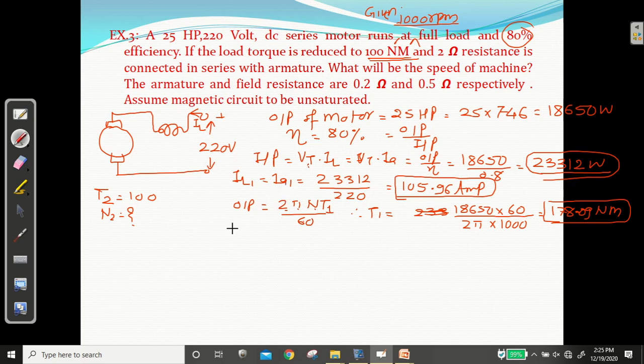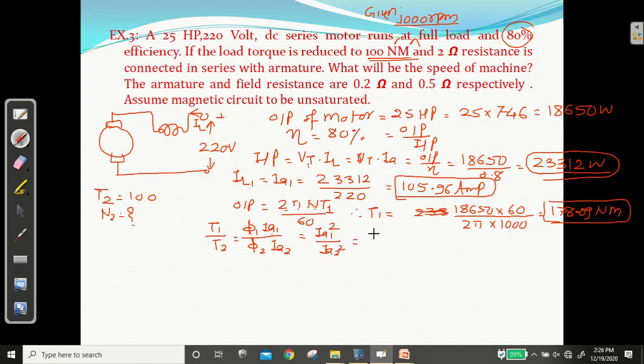Now, if both are known, then T1 upon T2 equal to what? T is proportional to phi 1 IA1 upon phi 2 IA2. Right? T1 upon T2 equal to this, and phi 1, who is producing phi 1? IF1. IF1 or IA1 same, so it is IA1 square. Similarly, it is IA2 square, equal to T1 upon T2.